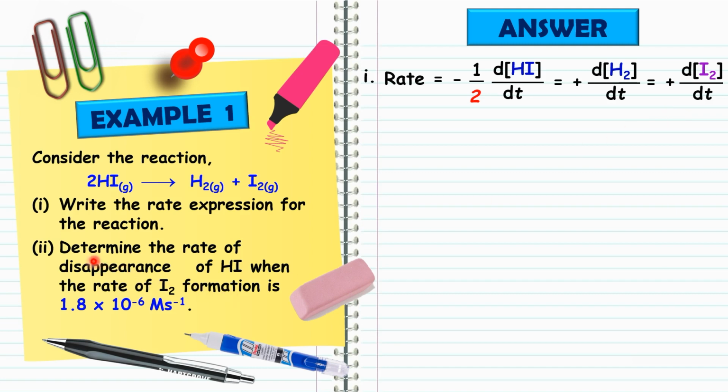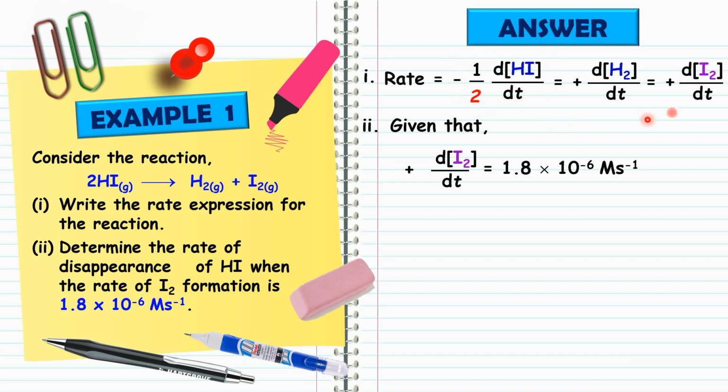Second question: determine the rate of disappearance of HI when the rate of I2 formation is 1.8 times 10 to the power of negative 6 molar per second. So given in the question is the value 1.8 times 10 to the power of negative 6 for this expression, including the positive sign. We want to find the rate of disappearance of HI, so relate these two expressions.